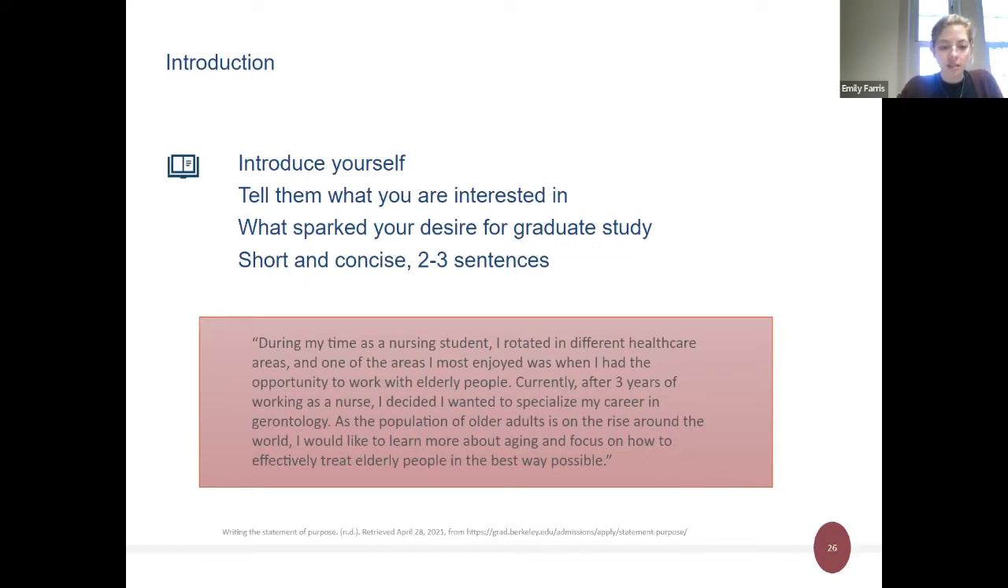So you can see this example that I have here, and we won't read the whole thing, don't worry. But you can see it's just a couple of sentences. It addresses the student's background, why they're interested in this, what's gotten them to this point, and what they want to do in the future. So again, it's that same content that we discussed before, but just in a concise opener.